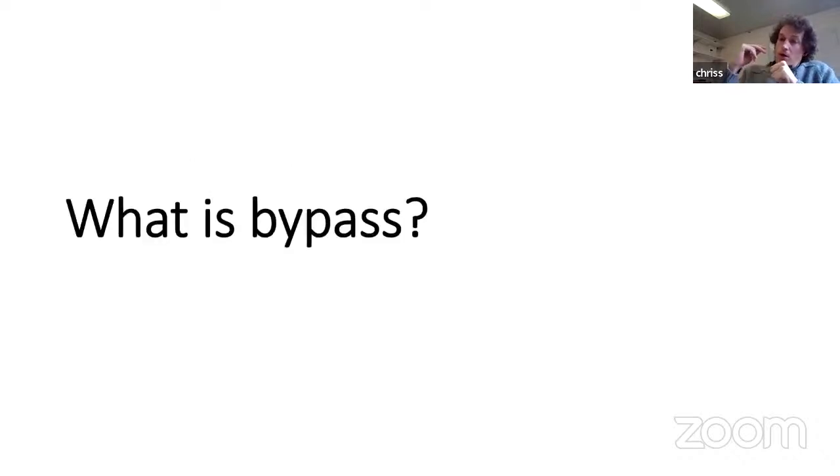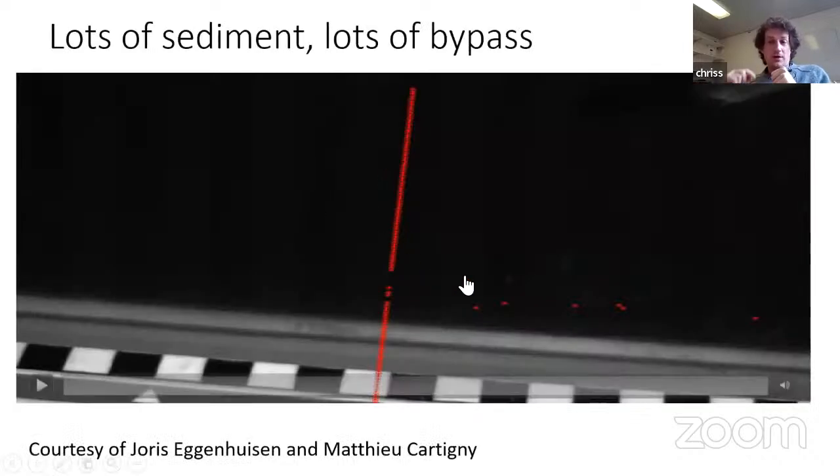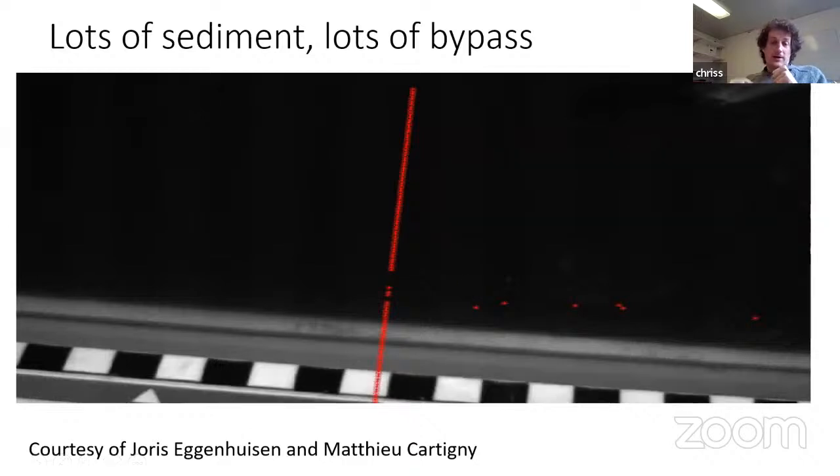So, what is sediment bypass? The best way of showing you or describing sediment bypass is by showing you a video. This is an experimental turbidity current. We're looking side on, and the red line or the red dots are velocity measurements.